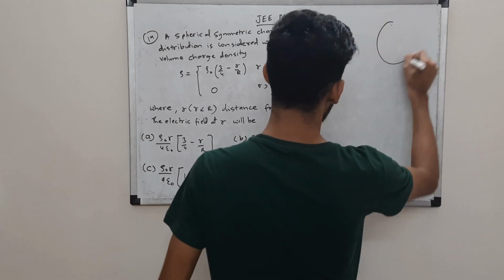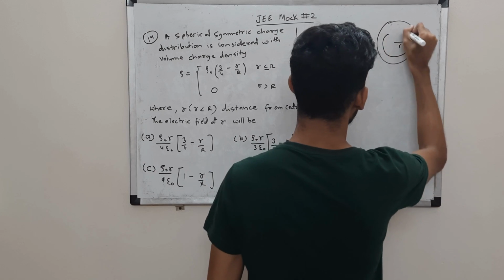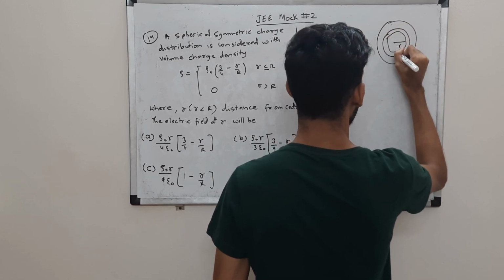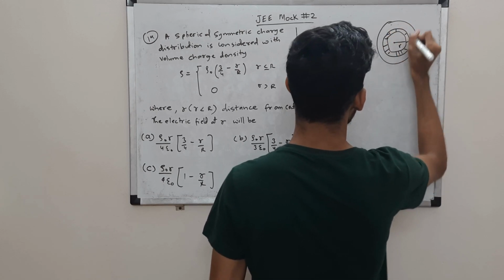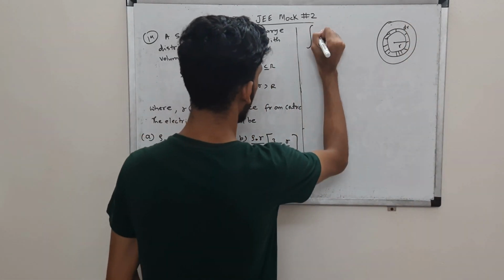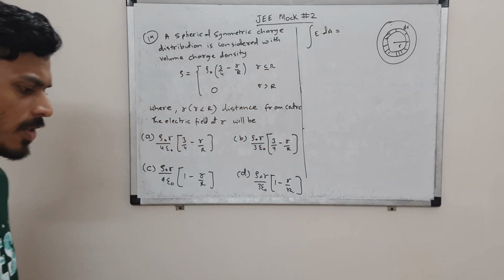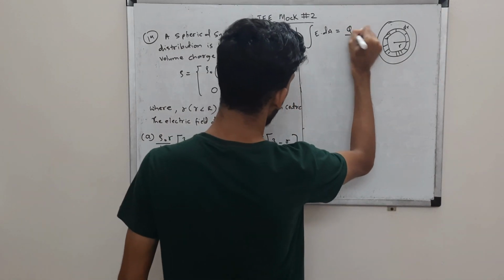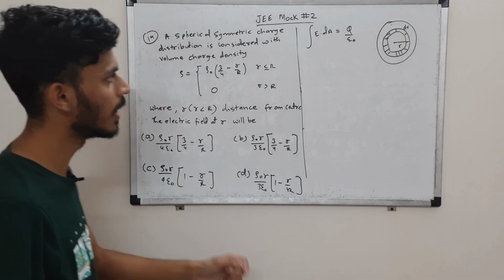So let's imagine it. We'll consider a segment at a distance r from the center. The segment has a thickness dr. So you know where this is going. This is going towards integration. First of all, how will we find the electric field? We will find it using the same logic which we use for charge distributions, that the integral of E dot dA is q by epsilon naught, right? The flux is equal to q by epsilon naught.